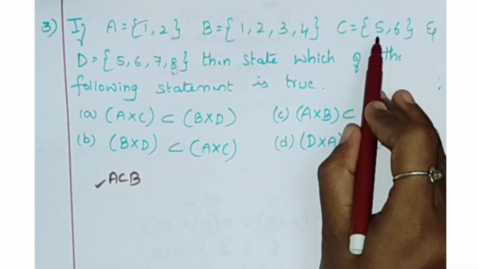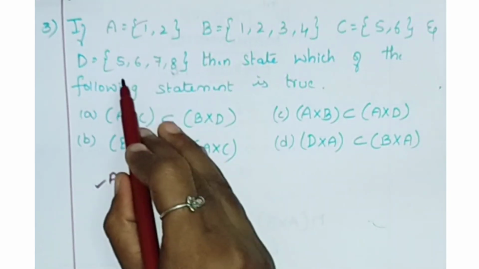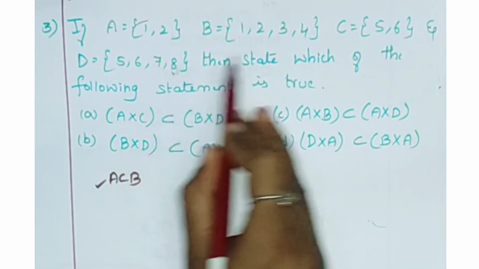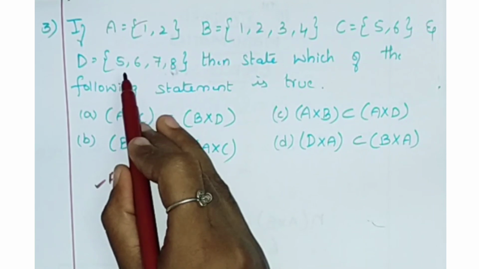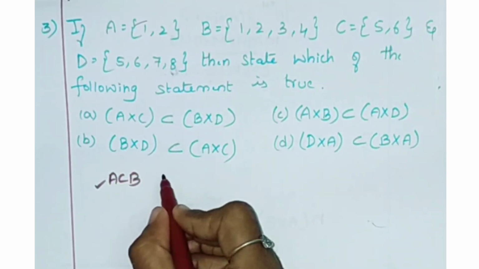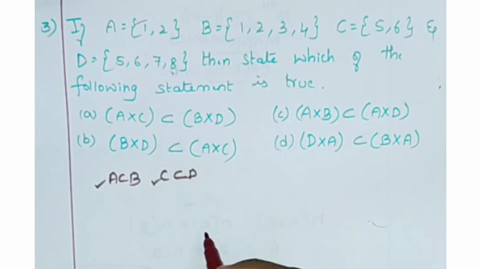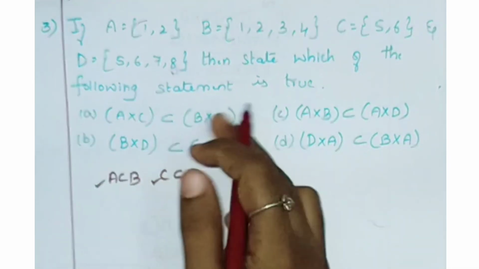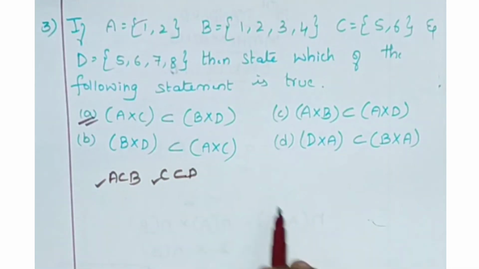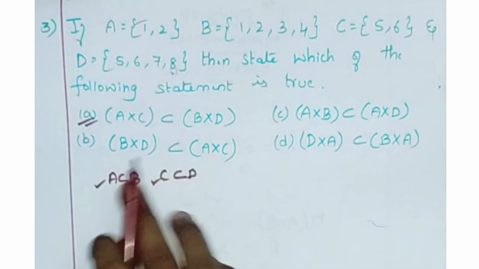What is C? 5 and 6. What is D? 5, 6, 7, 8. So C is present in D. Definitely C is a subset of D. So this is also correct. So definitely you can say that option A is the correct answer. Okay, so why not these three? I'll show you.